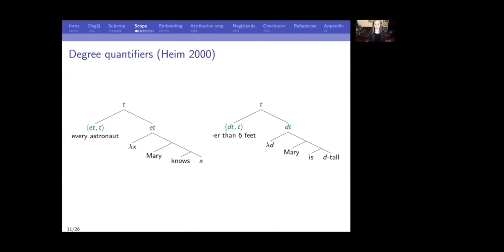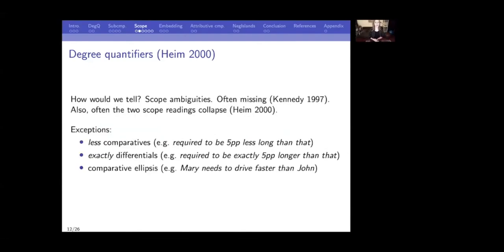Another area where we might find evidence for degree abstraction would be degree quantifiers. Heim 2000 investigates the question of whether there are quantifiers over degrees, at least 6 feet being a candidate, which, like quantifiers over individuals, undergo quantifier raising, leaving a trace in their original position and triggering lambda abstraction in their scope through quantifier raising. How would we know whether there are such things? Well, scope ambiguities with other operators would be a way to tell. These scope ambiguities are often missing, as Kennedy 1997 pointed out, and moreover, often the two scope readings collapse, so you can't tell whether you're getting one reading or the other.